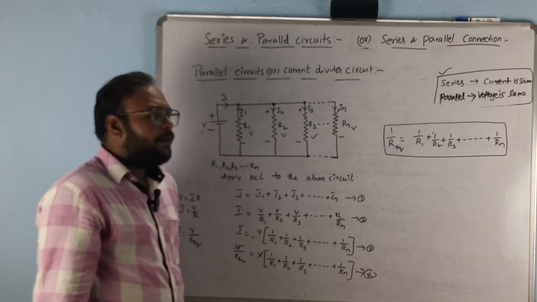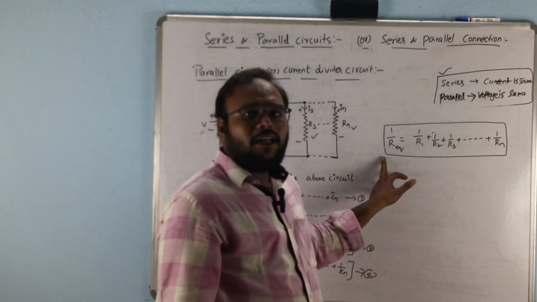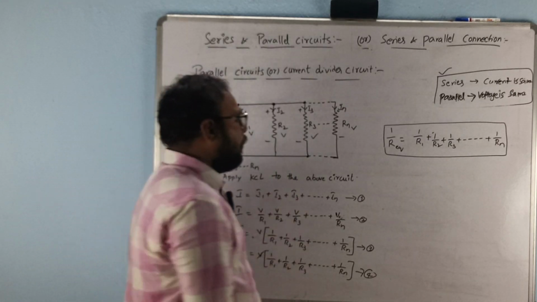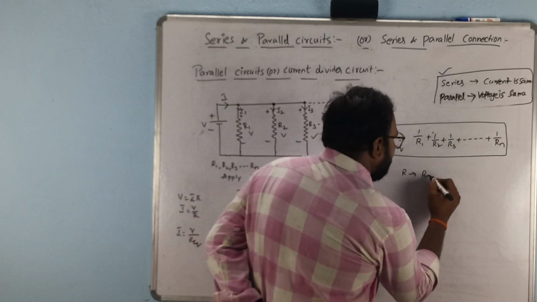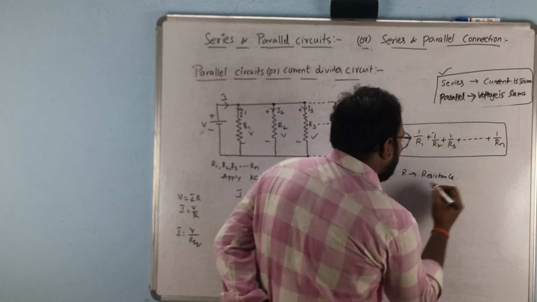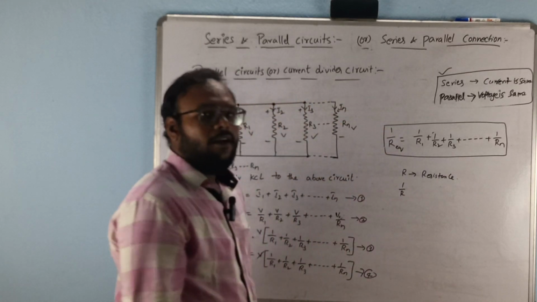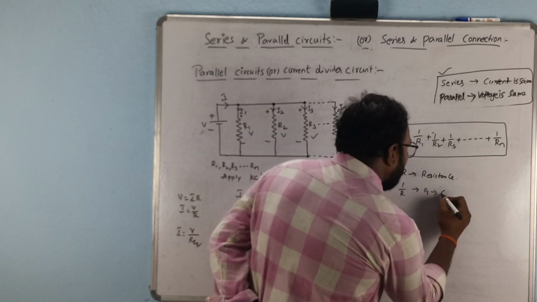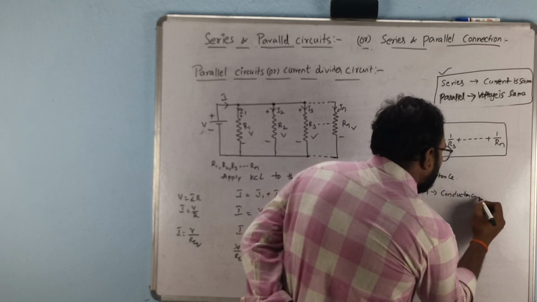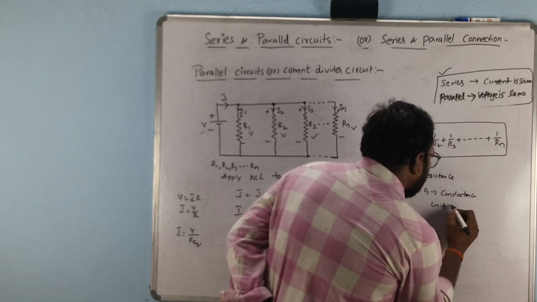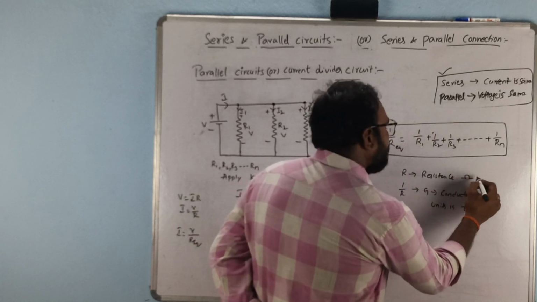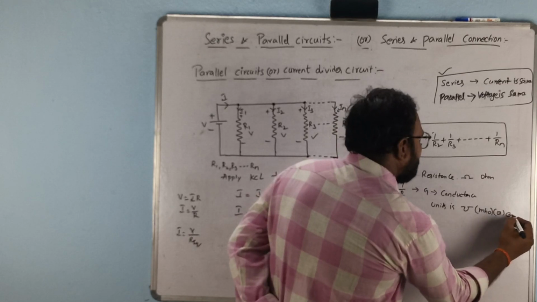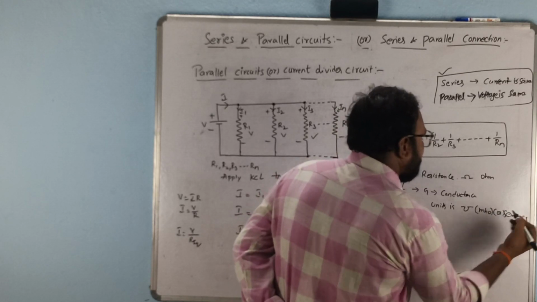So, this is the equation for the resistors when they are connected in parallel like this. We know that R is the resistance. What about 1 by R? 1 by R is the conductance and it is denoted with G. We call it conductance and its unit is mho. The unit for resistance is ohm and the unit for conductance is mho or Siemens, S-I-E-M-E-N-S, Siemens. You can take anything.